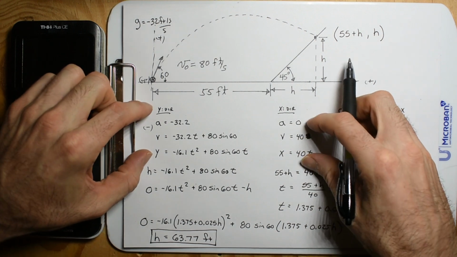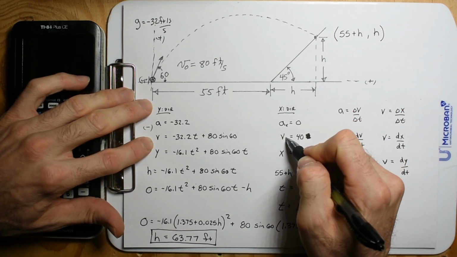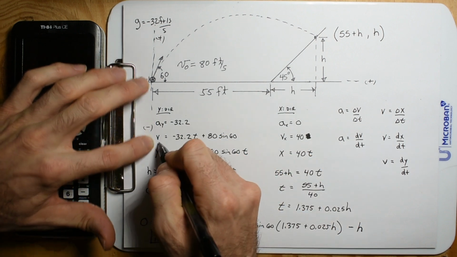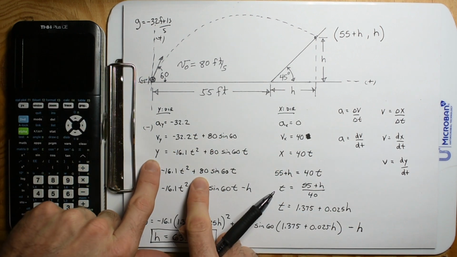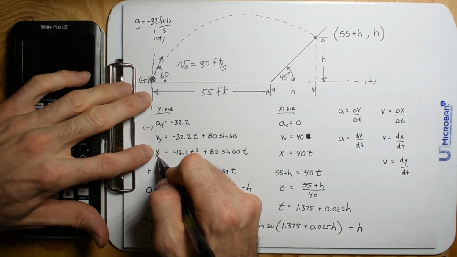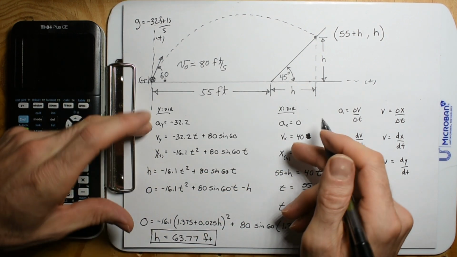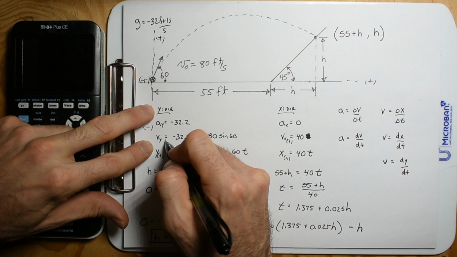I just kind of made them simple. Obviously, this is acceleration in the x, velocity in the x, and position in the x. This is acceleration in the y, velocity in the y, and position in the y. These are also all functions of time. Position is a function of time. Velocity is a function of time.